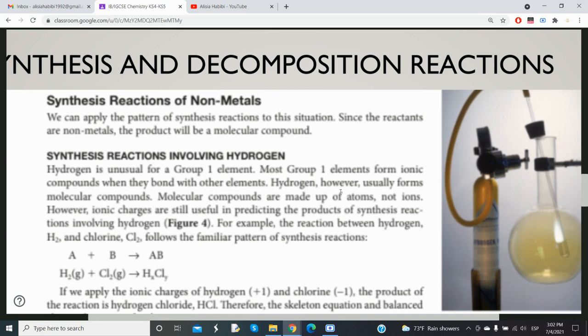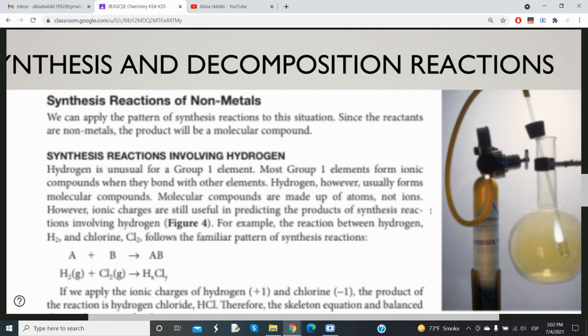However, it says the ionic charges are still useful because they predict the products of the synthesis reaction. Of course, whenever you have two reactants reacting with each other, you need to know what the product is and you need to get the right product. So this is where you apply what we learned in our previous video tutorial of how you can successfully determine the chemical formula of two elements or two reactants reacting together. The ionic charges are necessary because they help determine what the chemical formula would be for that compound.